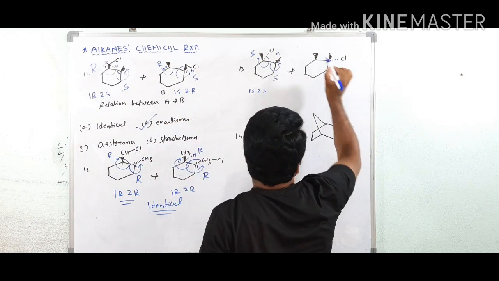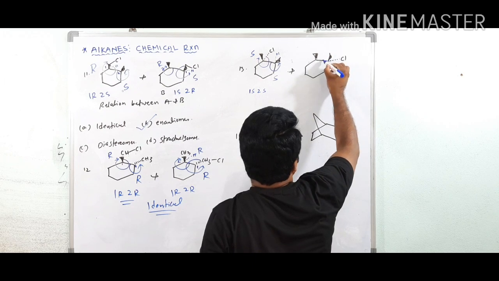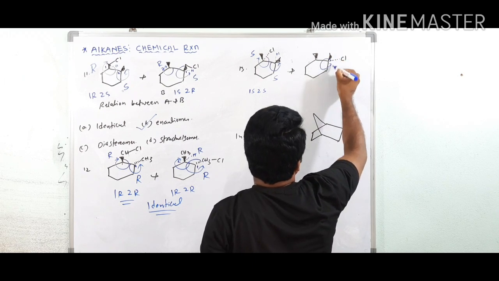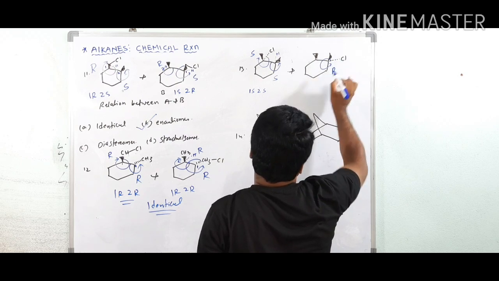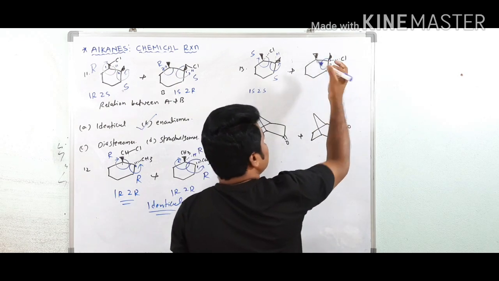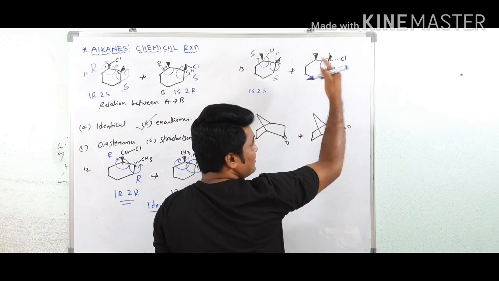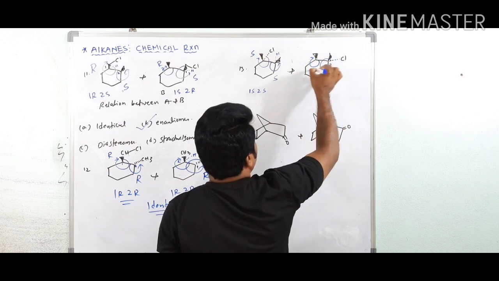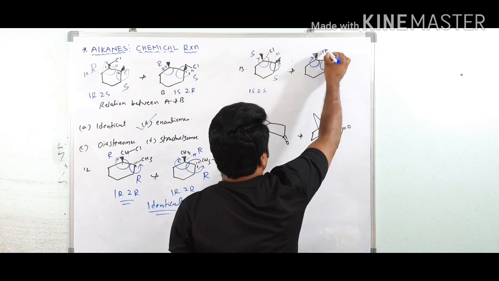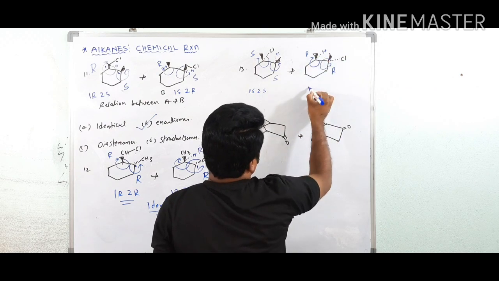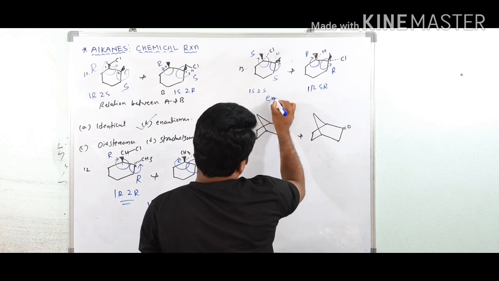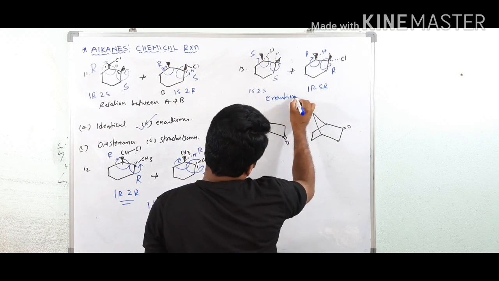So this is 1, this is 2. Higher priority 1, 2, 3 and 4. S you are getting, but this is R. Why? Because the lowest priority CH3 is above the plane, so it must be below the plane. That's why we reverse it. So this is 1, 2, 3. R you are getting, since the lowest priority is below the plane. This is 1R, then 2R. Exactly mirror images. These two are again enantiomers.